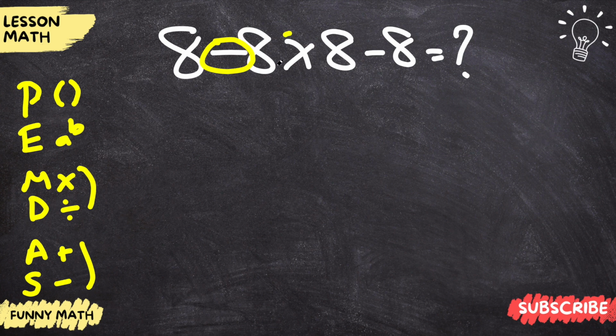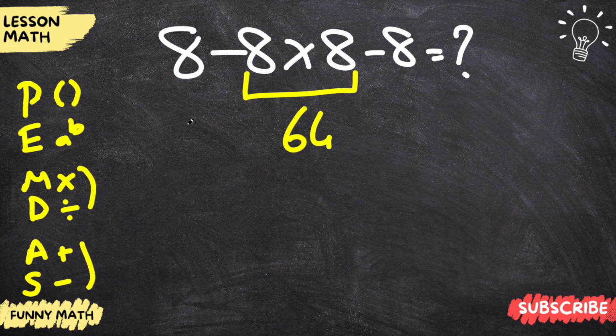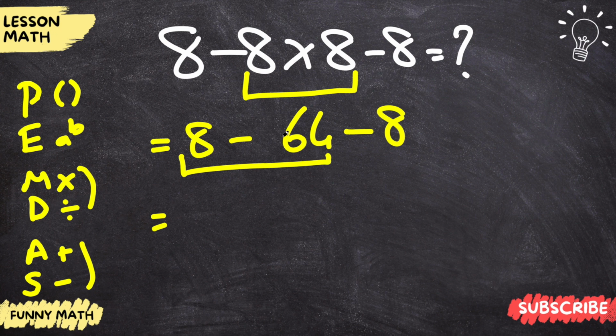Our question includes subtraction, multiplication, and addition. Multiplication is done first. 8 times 8 equals 64. Let's rewrite the operation. Now we have subtraction operations. We'll start from the beginning. 8 minus 64 equals minus 56.